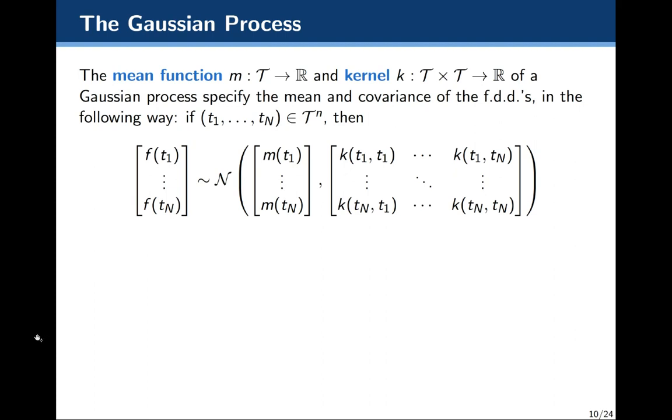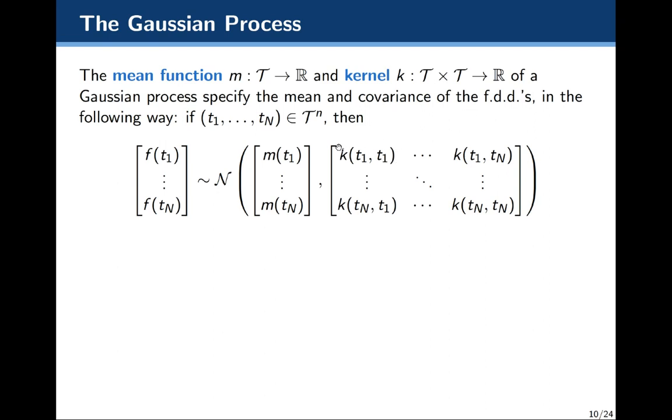So how does it work? Well, the mean function and the kernel of a Gaussian process specify the mean and covariance of any finite dimensional distribution in the following way. If we take some finite indexing set, then the y values, the functional values, I should say, at these points are distributed according to a normal distribution, where the mean at those points is given by the mean function, and the covariance is given by the kernel function at those points as well.